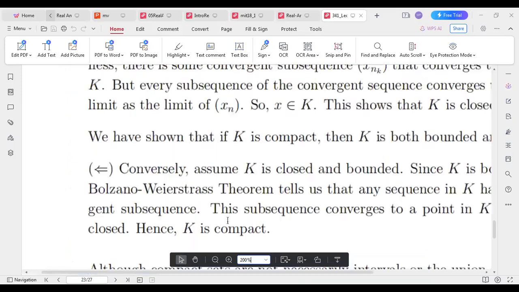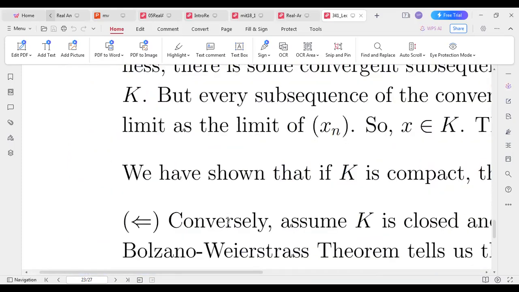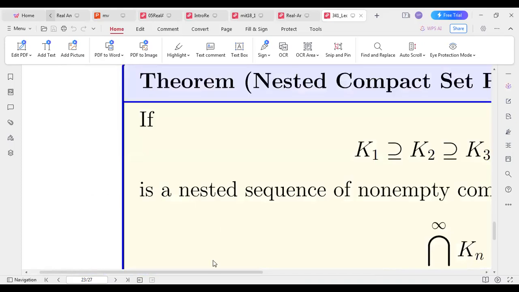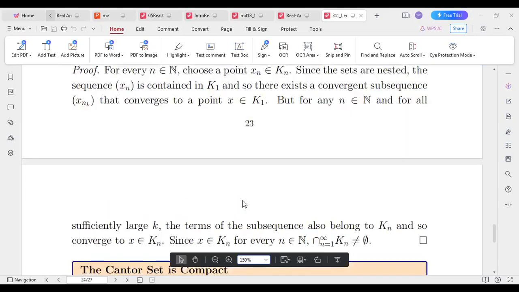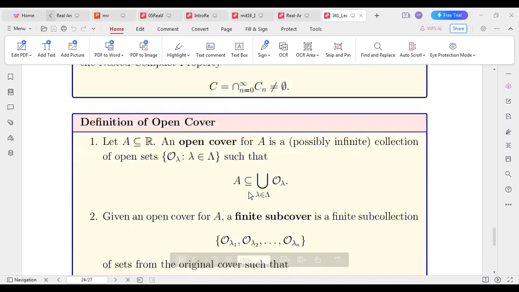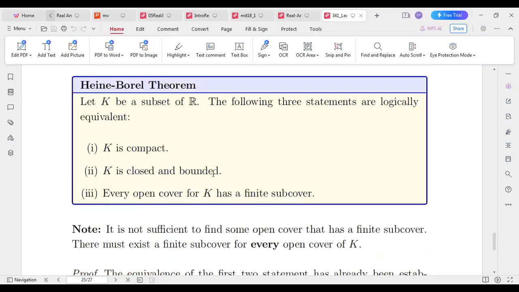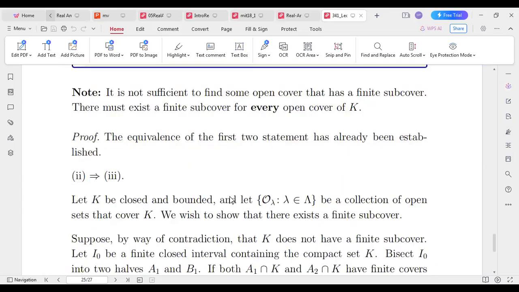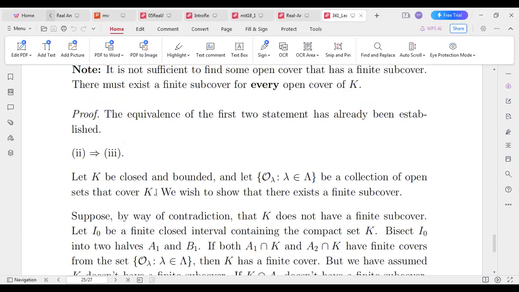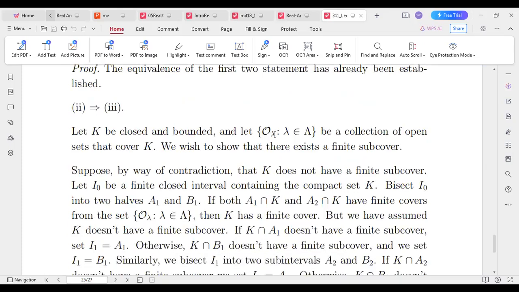So now we'll discuss the Heine-Borel theorem. We have already proved that K is compact if and only if K is closed and bounded. Now we'll show every open cover of K has a finite subcover. Now if K is closed and bounded, let O_lambda, lambda belonging to A, be a collection of open sets that covers K. We need to show that there exists a finite subcover.